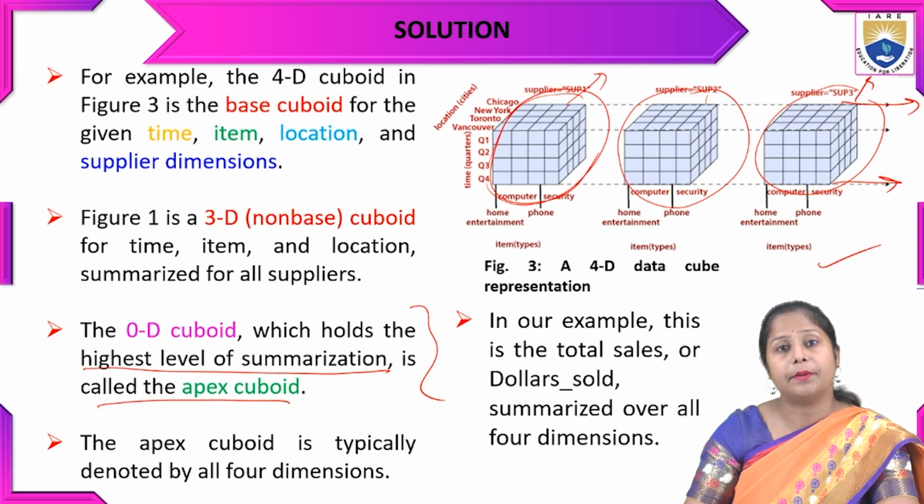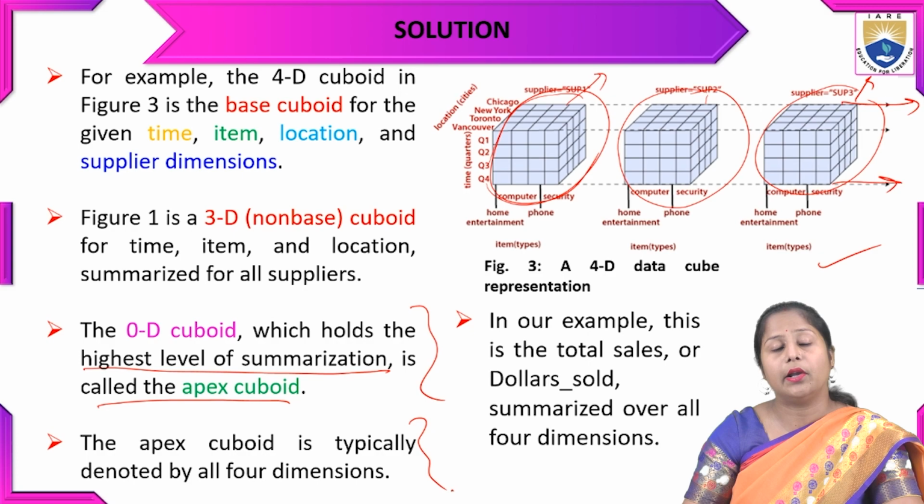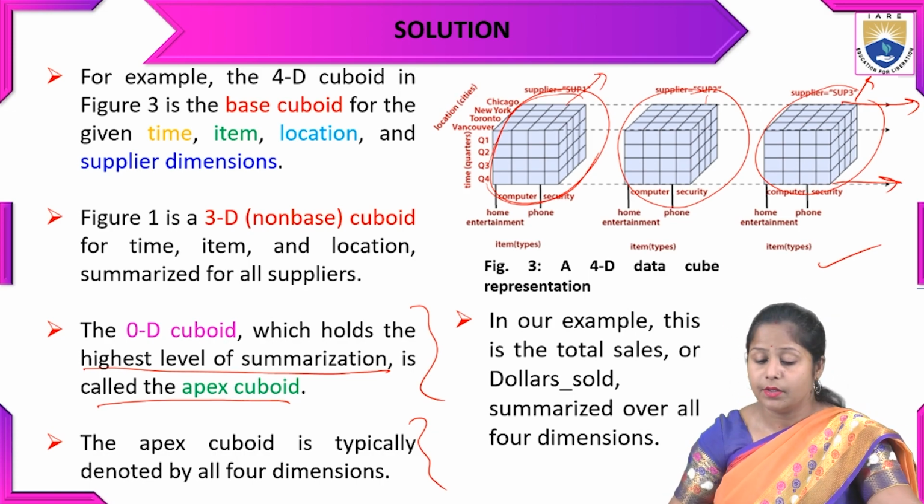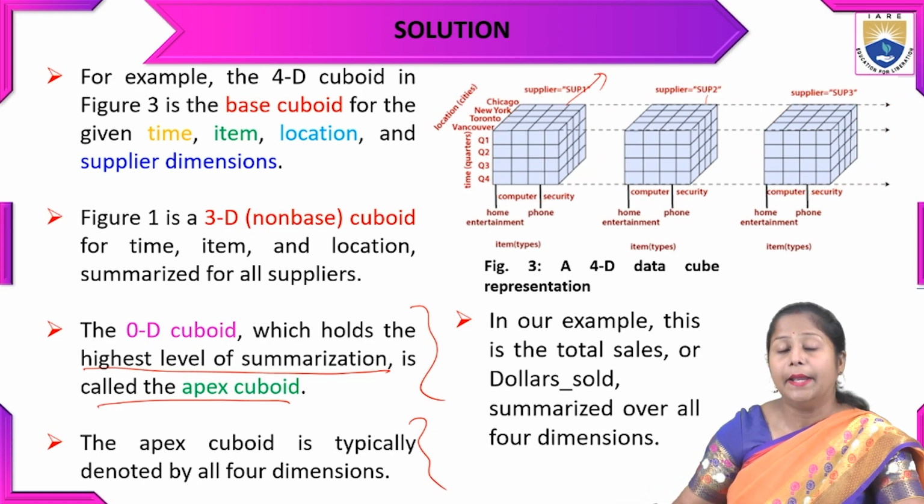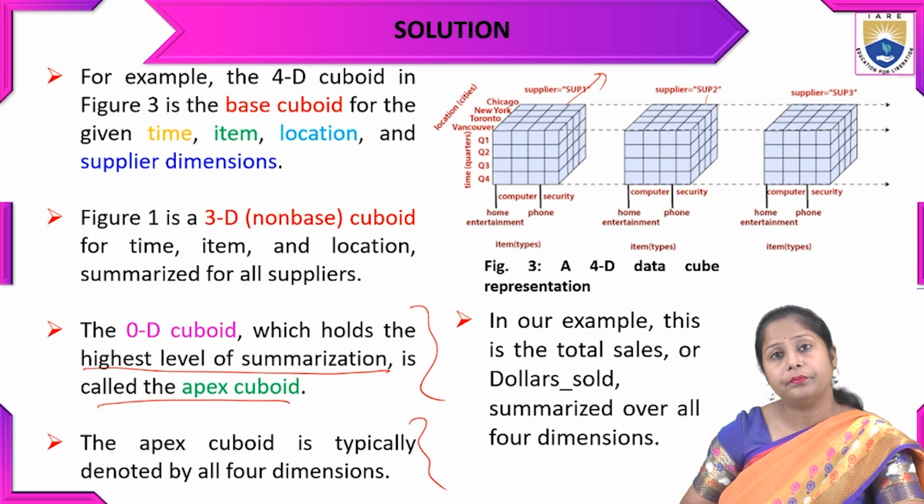So that is the terminology. The apex cuboid is typically denoted by all of the 4 dimensions. In our example, this is the total sales, or we can say dollars sold. So that will be summarized over all the 4 dimensions. So what are the dimensions? Item, time, location, and supplier. Like this, all the dimensions have been summarized here in the form of the base cuboid, 0D cuboid, apex cuboid.